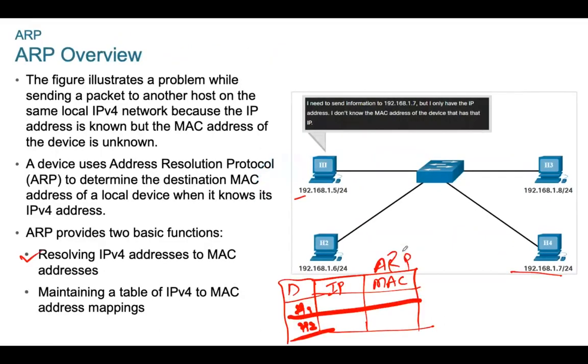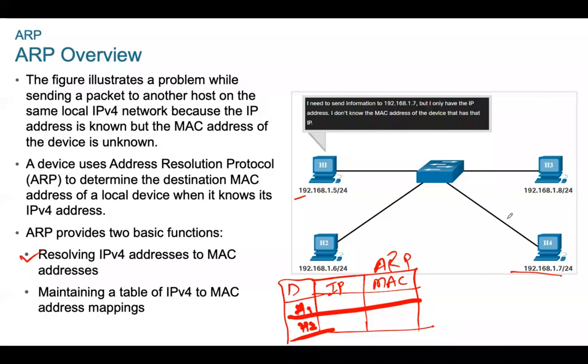So it maintains this IP address. The reason is the destination may be within the network or outside the network. If within the network, then every device should know the MAC address of every other device. If it is outside the network, then the destination MAC address for your remote user is the default gateway MAC address.